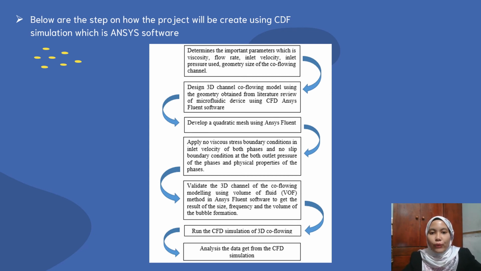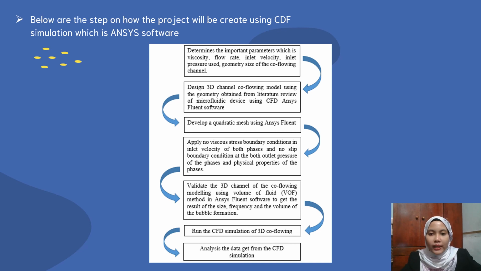Next, I will develop a quadratic mesh using ANSYS Fluid. This quadratic mesh is used to simulate the geometry from a complex one to simple elements that can be used as a discrete local approximation of the large domain of the co-flowing microfluidic device. The quadratic mesh is used because it is the most accurate for the effects of the surface tension.